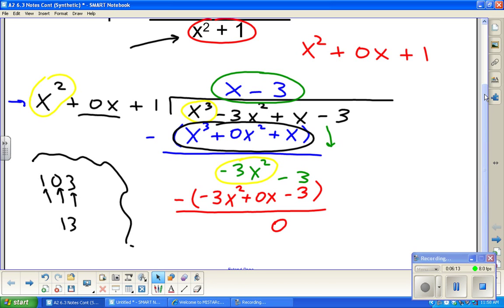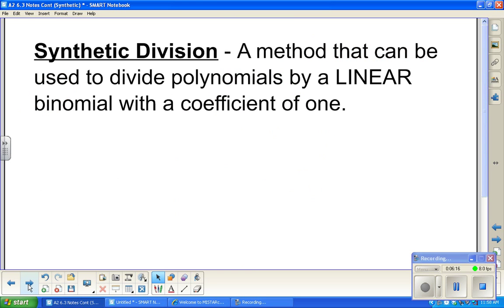Okay, so anything else on that one? All right, so the last part of this section is a little bit of a new method. It's an alternative to long division. I think you guys will like it. It's a little bit easier. It's called synthetic division. It's a method that can be used to divide polynomials by a linear binomial with the coefficient of 1.